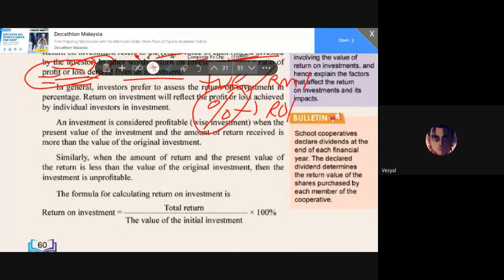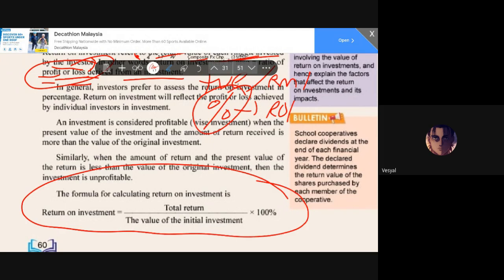Next thing, let's see. Okay, so this one's the important part. How you calculate return on investment. So it's based on total return. So total return here, if you're talking about real estate, is total rent plus capital gain. I'll just expand the formula for you here.